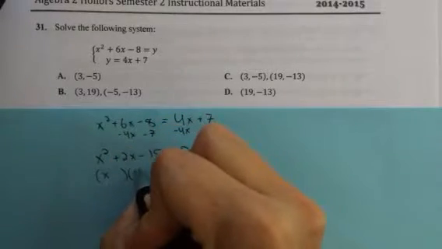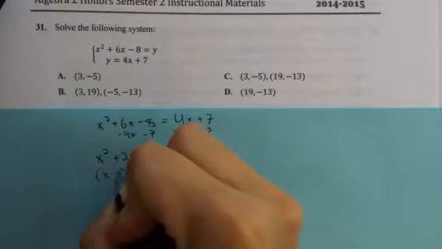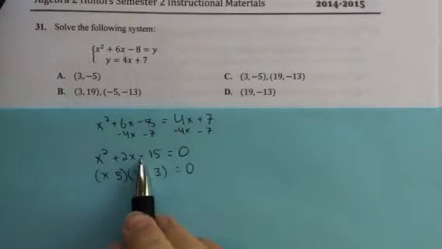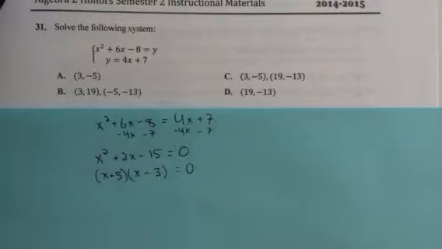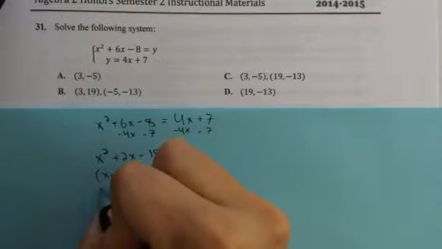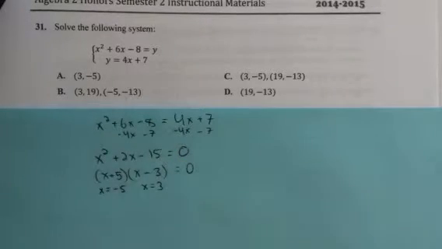So things that multiply to 15 that add to 2 are 3 and 5. And then we need to do some signs because one of them has to be negative because they multiply to a negative. But the bigger one has to be positive. So that's how it'll factor. And so our answers are x equals negative 5 and also x equals 3.